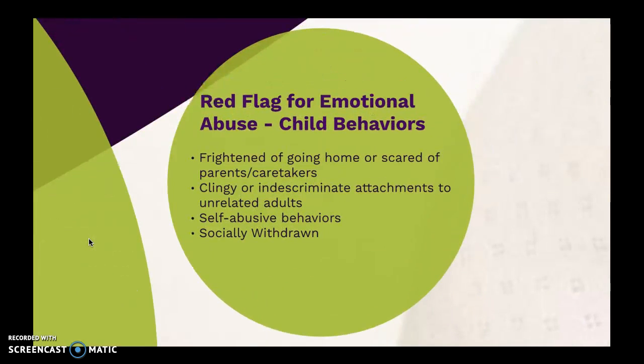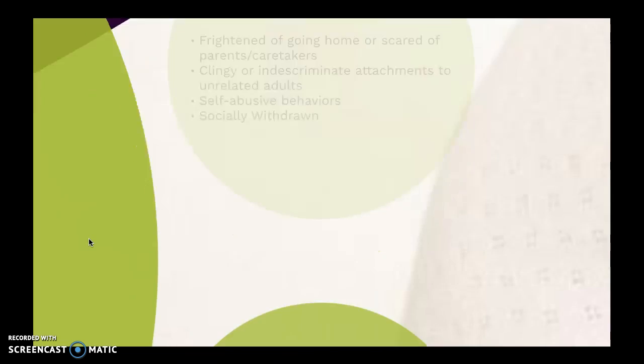Some of the red flags for emotional abuse to look for in child behaviors can be if the child is frightened of going home or scared of parents or caretakers, is clingy or has indiscriminate attachments to unrelated adults. So if he is clinging to those that are typically not his primary caregivers or those that he might automatically be comfortable with and is looking for protection, that can be a sign. Self-abusive behaviors and being socially withdrawn. And these are just a few.